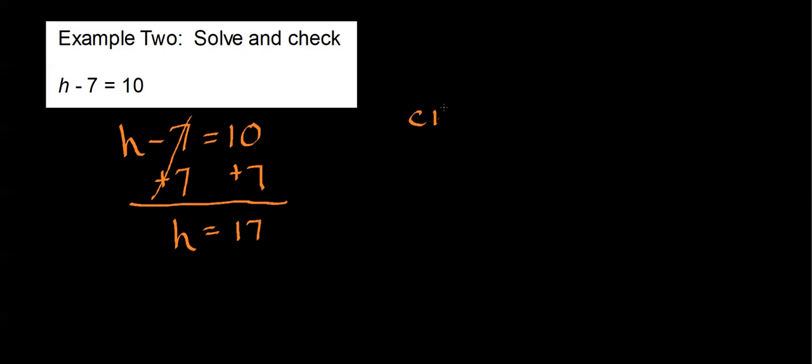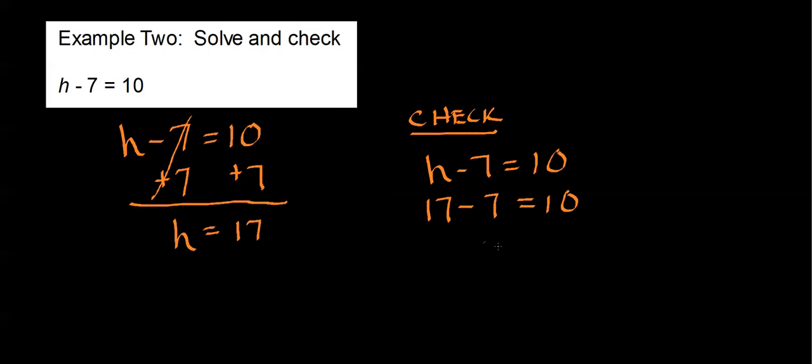Just like the last time, we're going to do a quick check, make sure our answer makes sense. So once again, write down the original equation, h minus 7 equals 10. So our h value is 17, so we're just going to plug in 17 in place of h. And 17 minus 7, we're actually going to do this problem right here. We're going to think about the answer. We're not just going to copy this number over here.